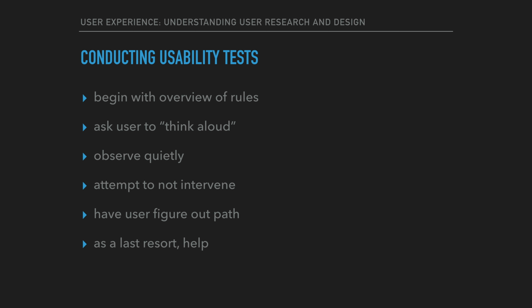Once the session begins, remember to ask the user to think aloud and then observe them quietly as they go on about the task. Attempt not to intervene, even if they have difficulties. The best response is to attempt to use open-ended questions to have the user think through the problem and figure out the correct path themselves. As a last resort, step in to help, but review the source of the confusion at the end of the session.